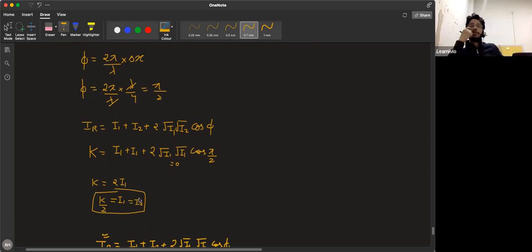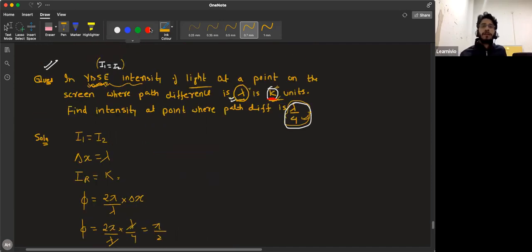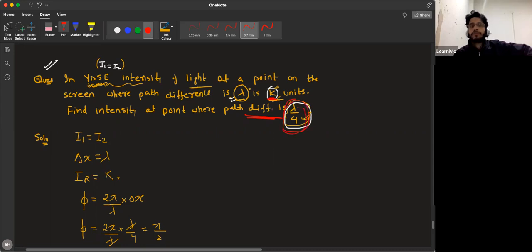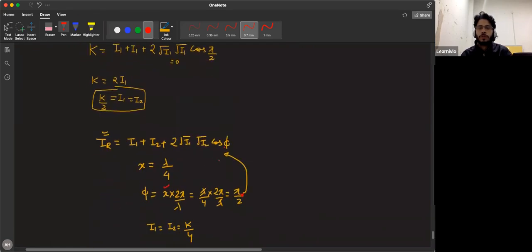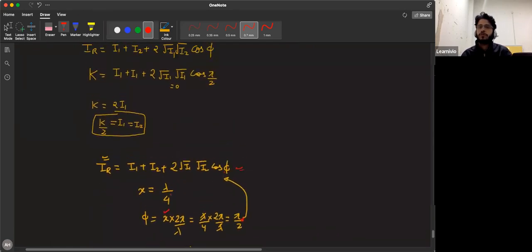So in the first part of the question, resultant intensity was given and you were supposed to calculate the individual intensity. So we get individual intensities as K by 2. The next part is you have to find the resultant intensity at a point where path difference is lambda by 4. Now, since you know the value of I1 and I2, it's K by 2. You're supposed to calculate again the resultant intensity, but now path difference is not lambda, path difference is lambda by 4. So we'll use this relation, we'll use path difference equal to lambda by 4, and calculate the phase difference again.